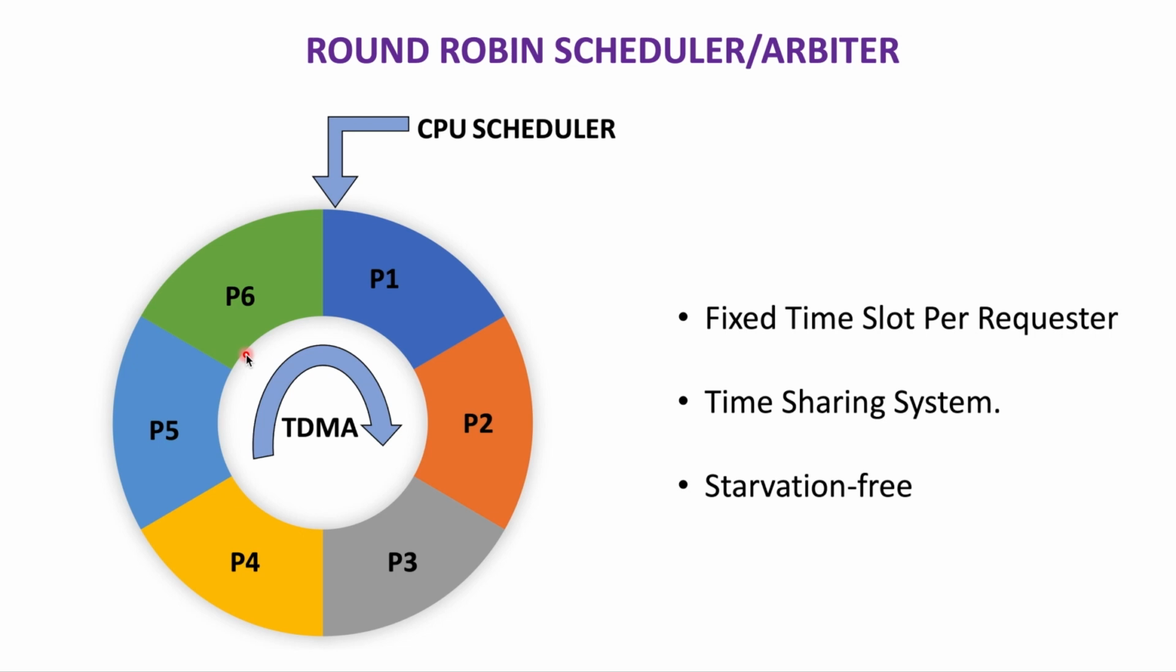That is, their access is based on TDMA, which implies time division multiple access. First the CPU scheduler executes P1 for a fixed time slot, then it transfers the execution to P2. Then P2 executes, then it gives it to P3, then again to P4, P5, P6 in a consecutive or round robin fashion. The most important feature is that it is starvation free, which implies that no process is denied the necessary resources to process its work. That means each process would get its portion of CPU execution and hence won't starve out.